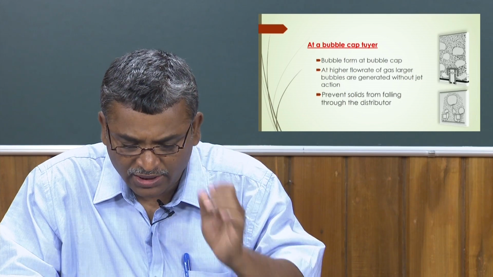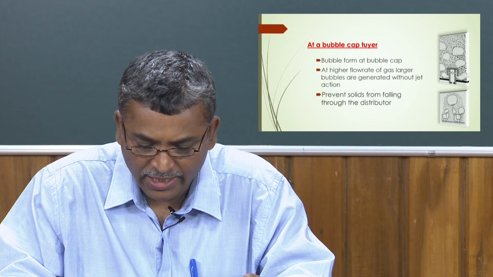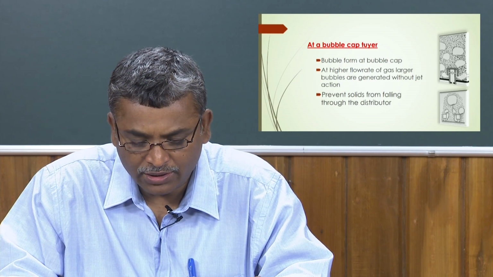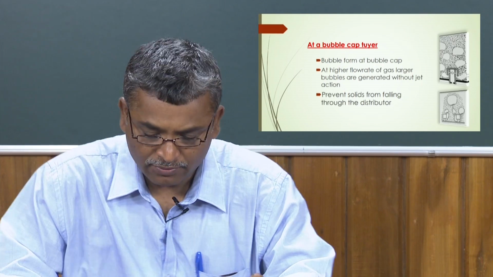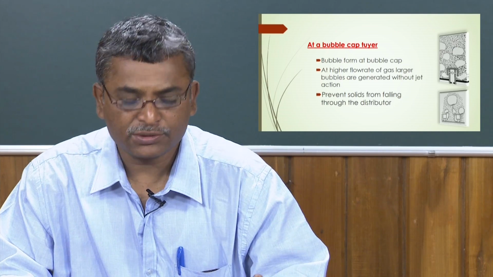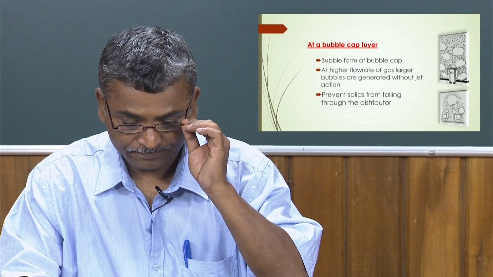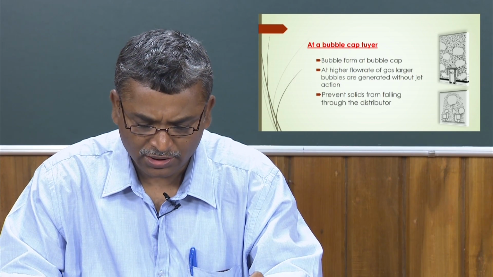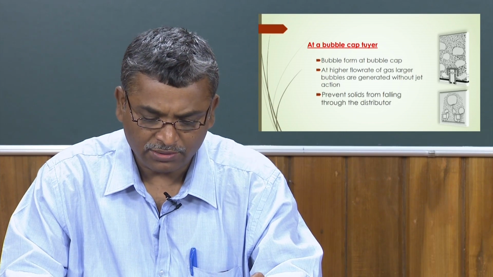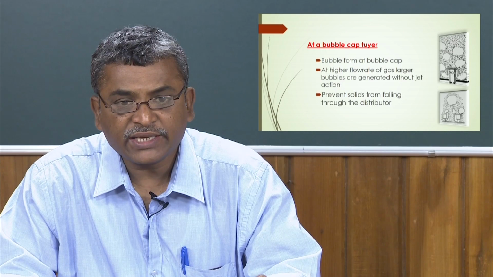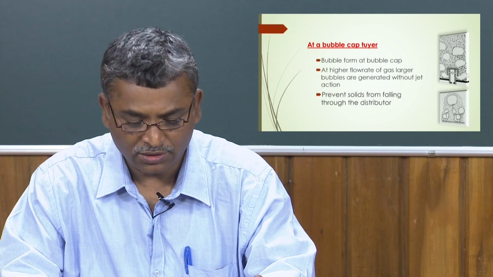Now, at a bubble cap tuyere, it is seen that bubbles form at the bubble cap at higher flow rate of gas, which are larger, and at low gas flow rate the bubbles formed are generally small in size. At higher flow rate also it is seen that these bubbles may form without making any jet. And also in this case the advantage is that it may prevent solids from falling through the distributor.